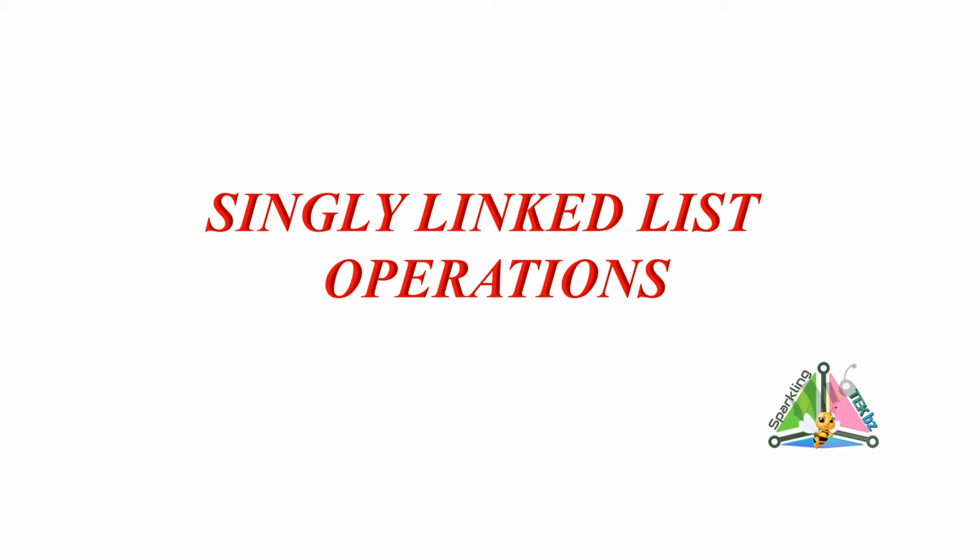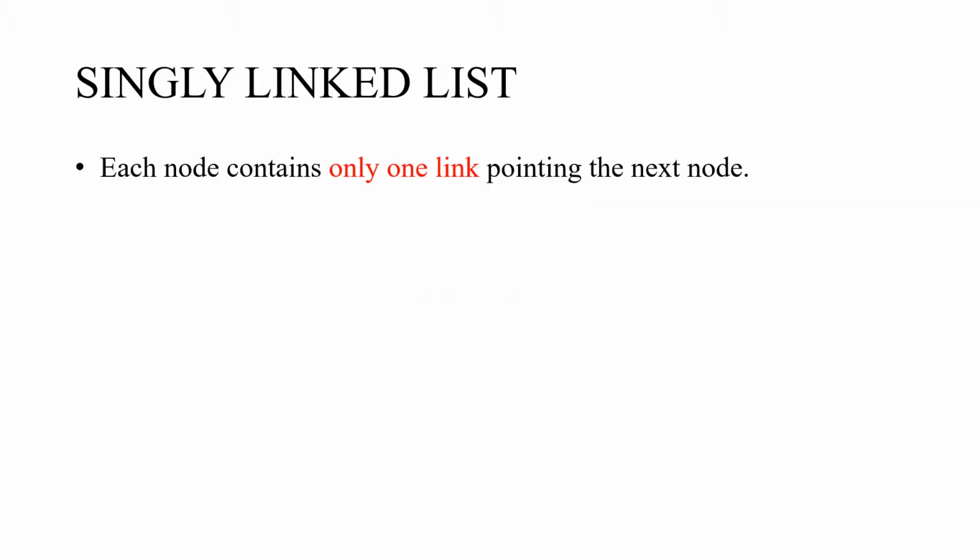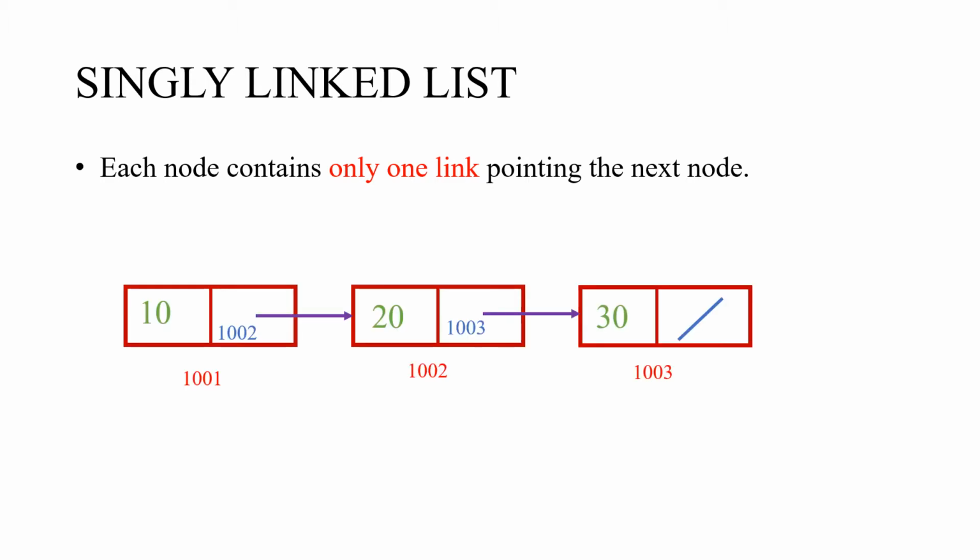This video is about single linked list data structures along with its operations. A single linked list consists of a series of nodes connected to each other. As the name suggests, each node will have exactly one link pointing to the next node. This is an example of a single linked list. You can see only one link being used for connecting the nodes.